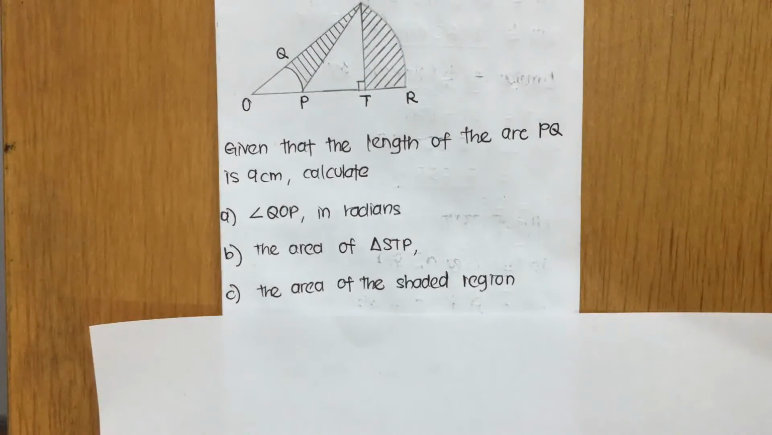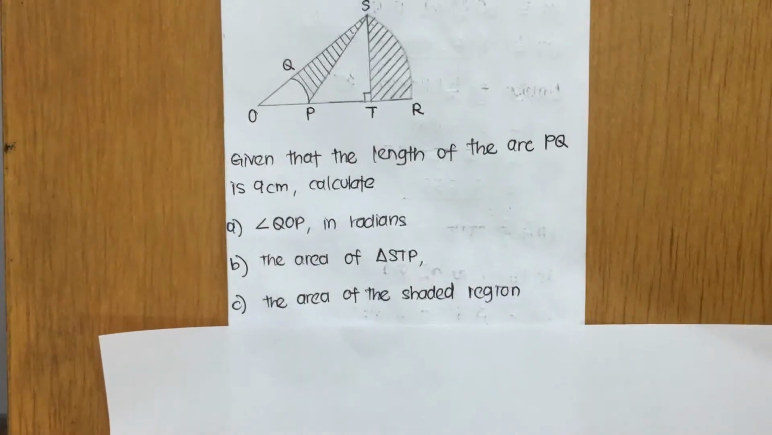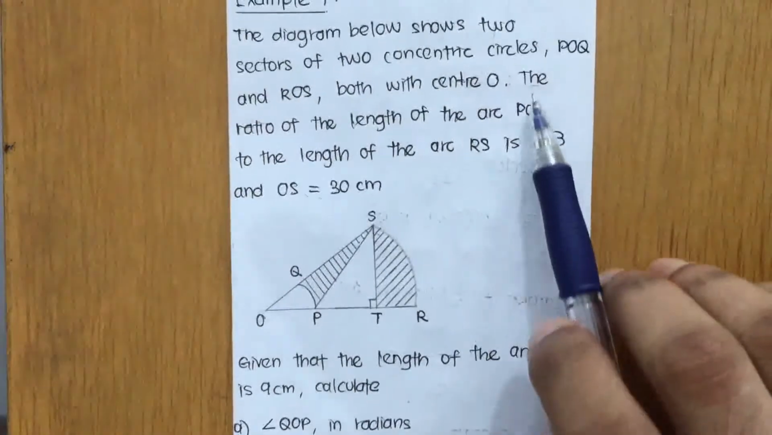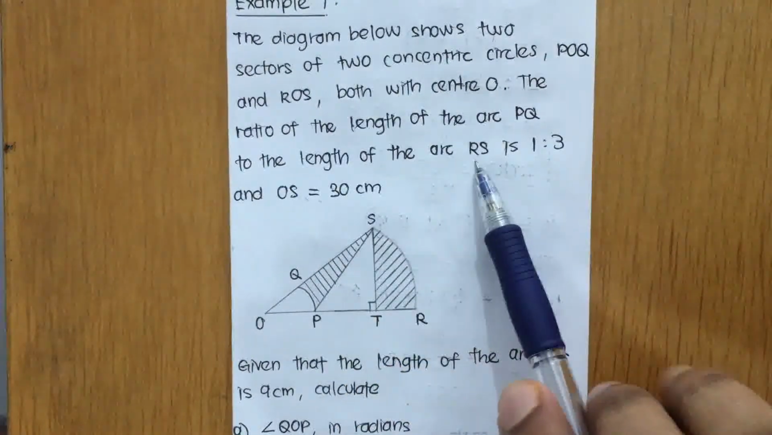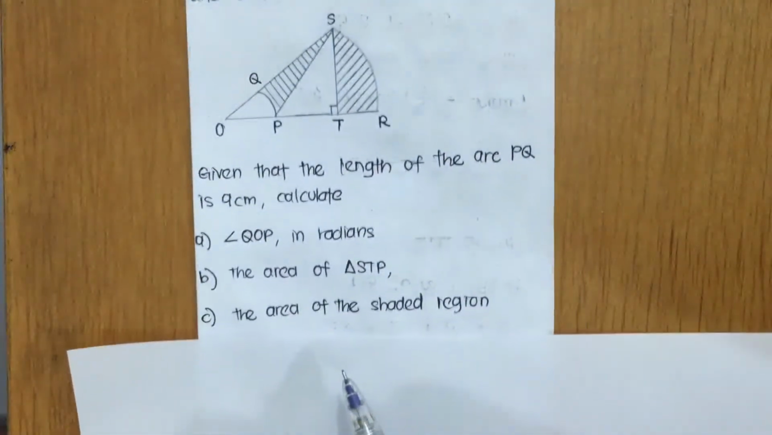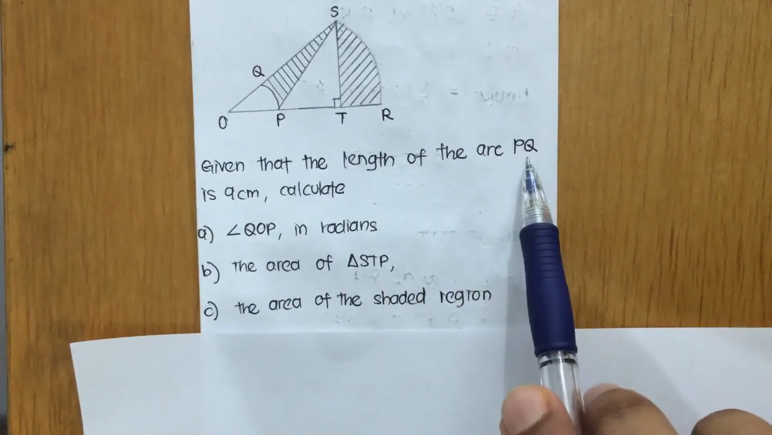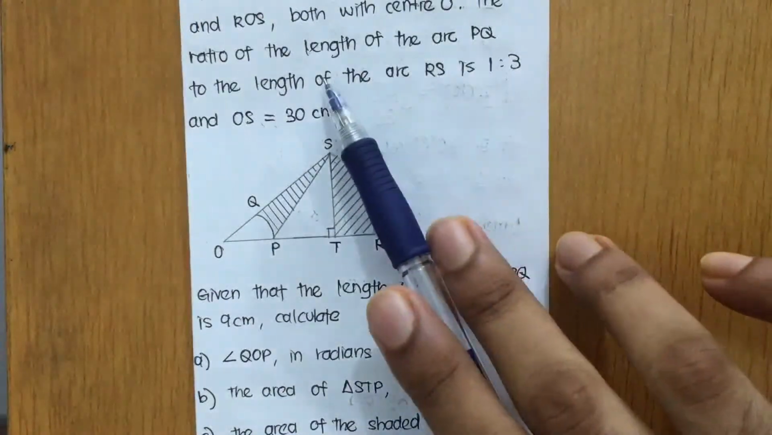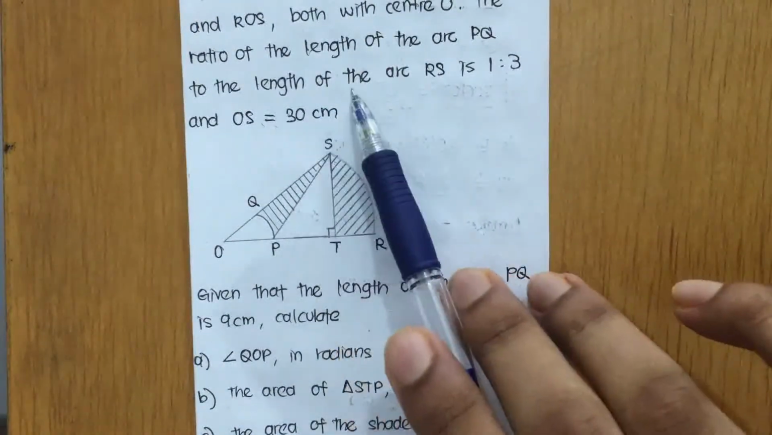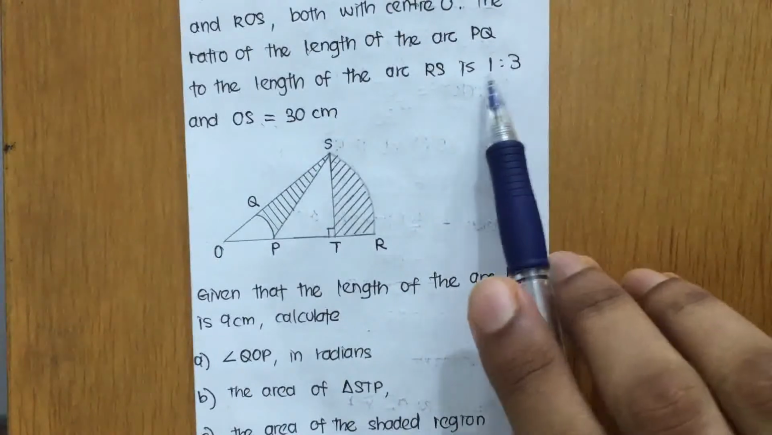Let us begin our discussion for the example 7 solution part A, guys. For part A, they ask us to find the angle QOP in radians. As you look in the question, they mentioned that the ratio of the length of the arc PQ to the length of the arc RS is 1:3, and they already give us the length of the arc PQ, guys, which is 9 centimeter. Since the length of the arc PQ to the length of the arc RS has the ratio of 1:3.